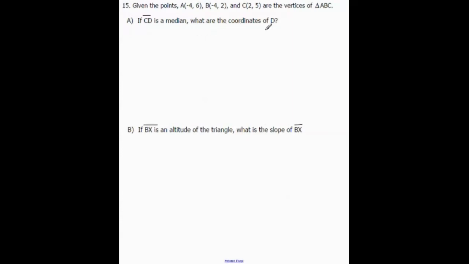If CD is a median, what are the coordinates of D? So I'm going to go ahead and throw this triangle out here. I'm just going to draw a real quick thing. I got A, B, and C. And this is -4, 6, so on. Okay? If CD is a median, so what we're going to have right here is C going over to D, cutting these things in half. So guess what? We've got to find the midpoint of AB. That's all we're doing here.